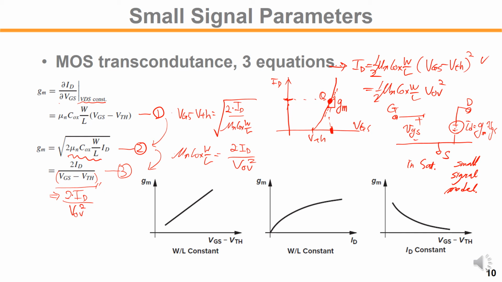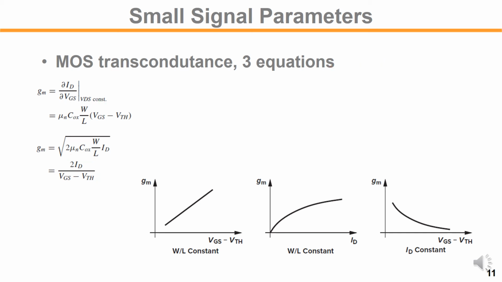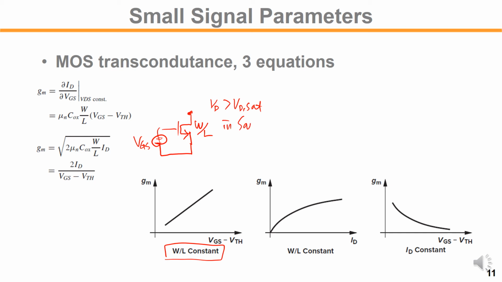You have to identify when we really use each equation, under which condition we will be required to use it. We will quickly see some of the cases shown here. Let's take a first example. W over L is constant. What if you have a transistor here and the size of the transistor is fixed? You are modulating VGS, you are changing VGS, and the drain voltage is higher than VDSAT, meaning in saturation. So we are assuming the device is in saturation.